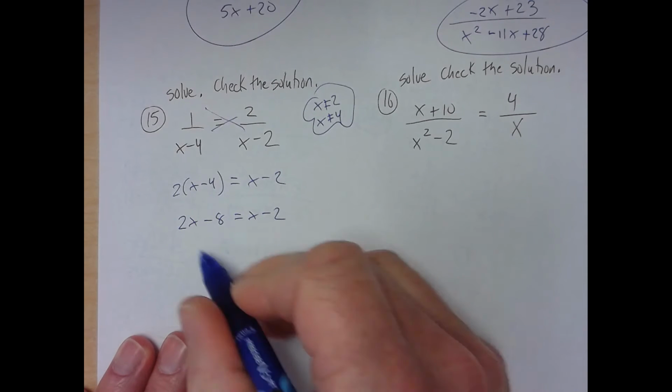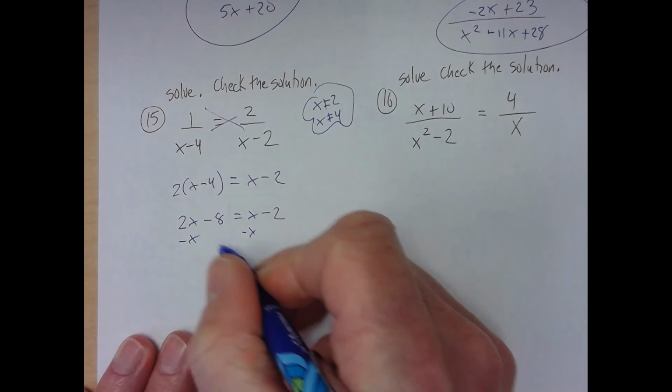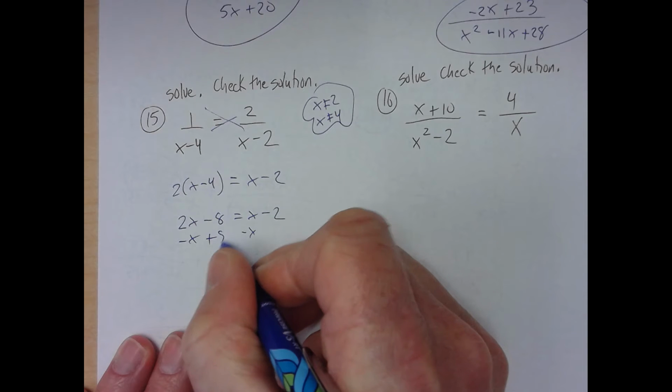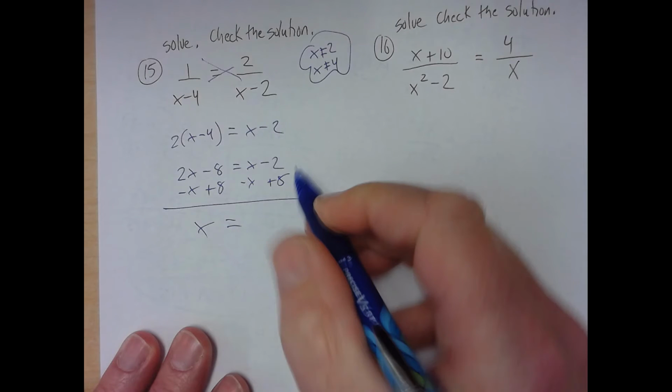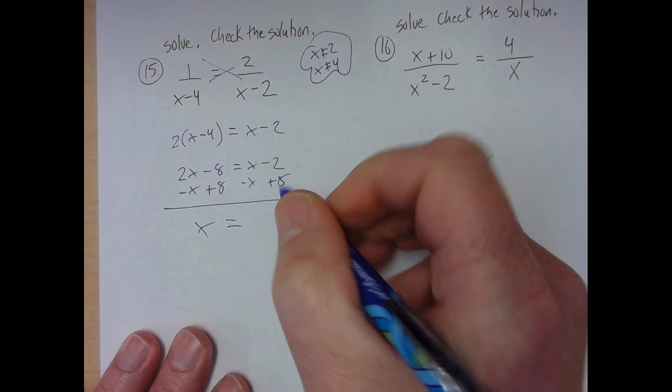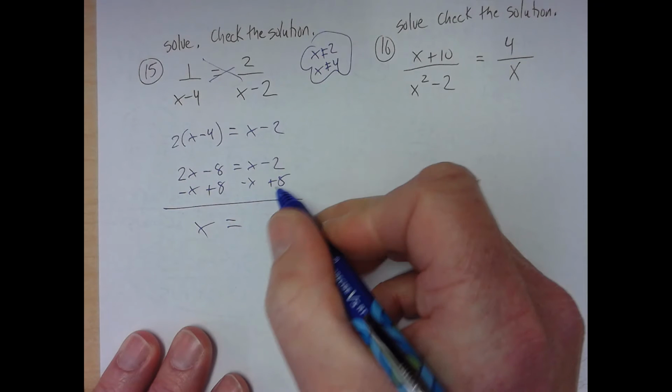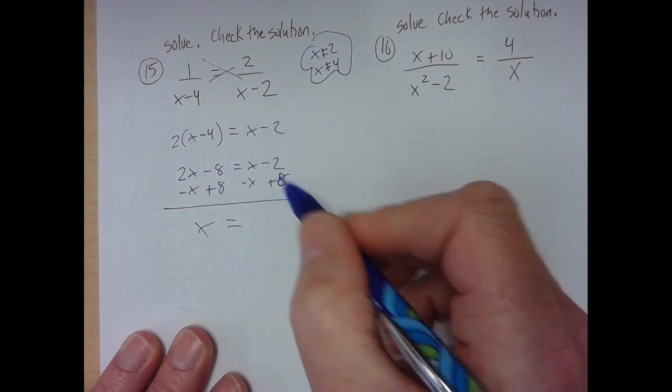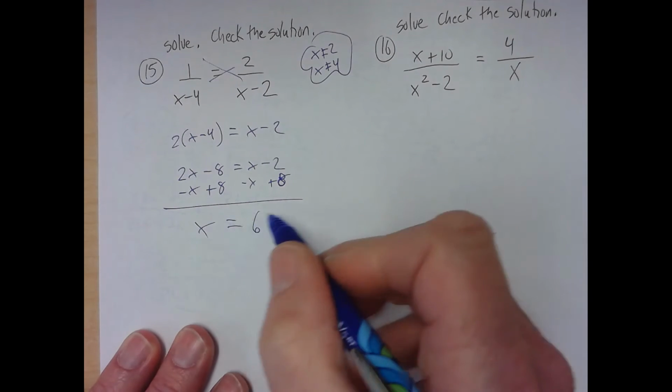Subtract the x over, add the 8 over. Get the x's on one side, and that's an 8, so 6, right? 6 should be the answer.